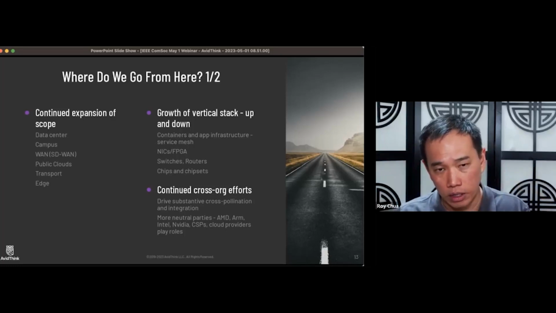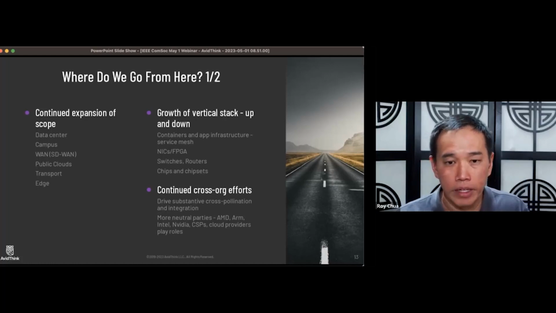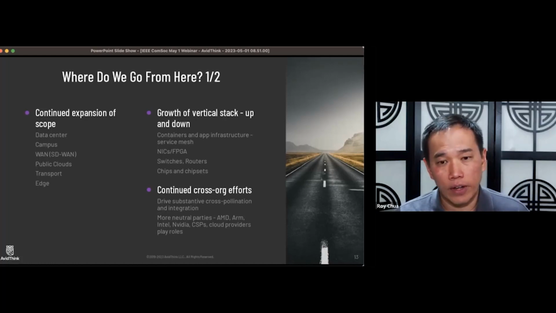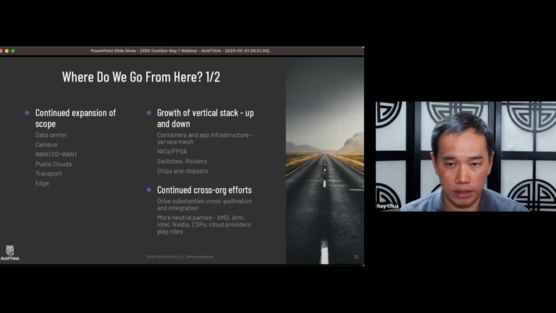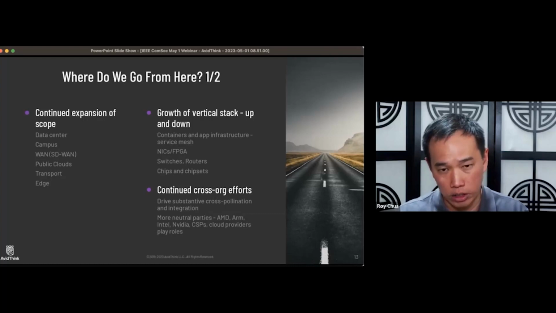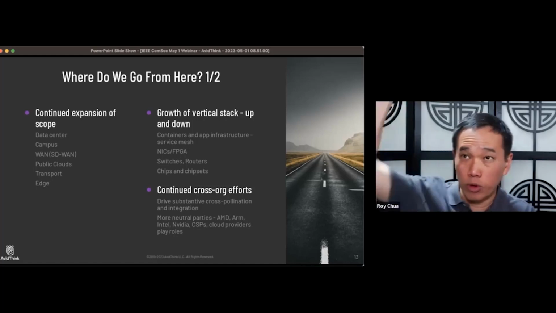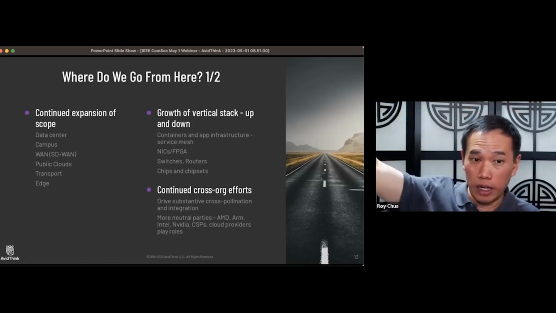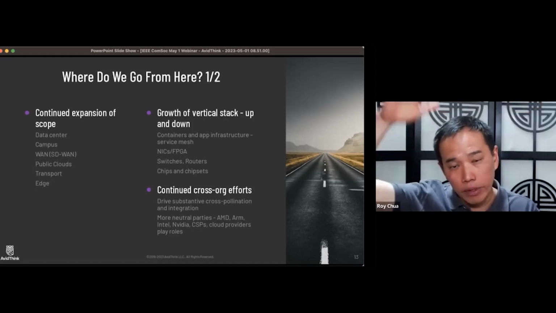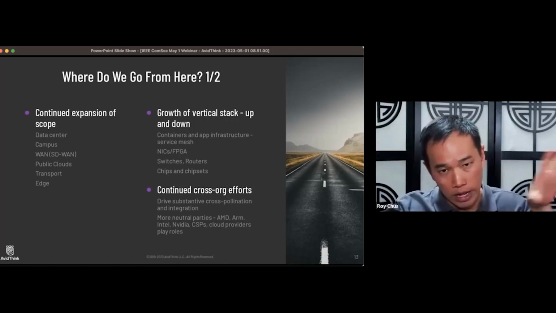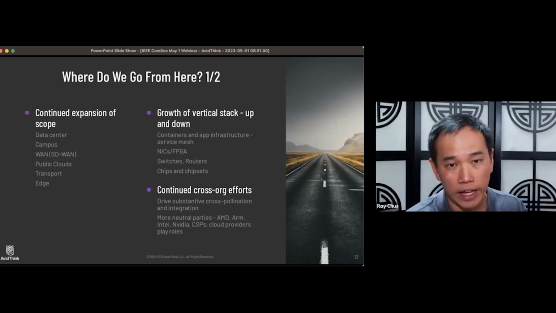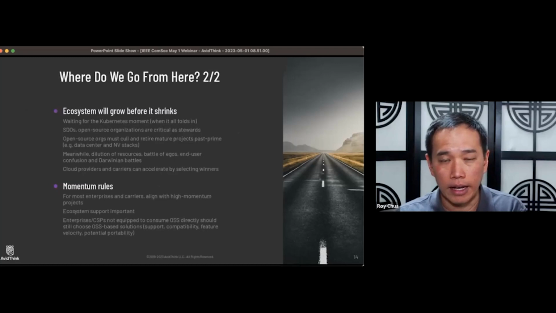So I think we see a lot of other parties coming in, and certainly networking vendors in open source and networking are competitors, so it's a little tricky. But I think the neutral parties, the foundation technologies, so the chip manufacturers, the silicon manufacturers, and the consumers, the cloud service providers and the communication service providers, can play a role in driving cross-org efforts. And I think we'll see more of that. And I think the ecosystem will continue to expand before it shrinks.